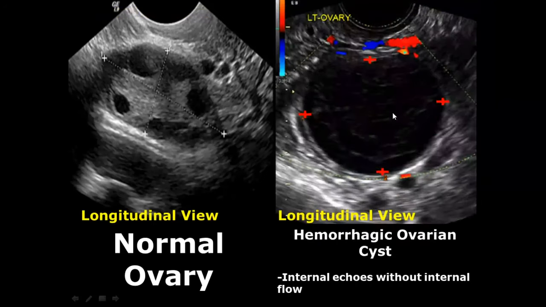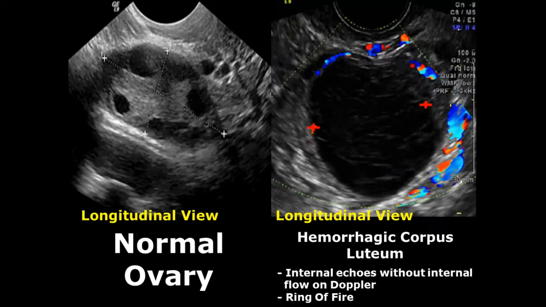A hemorrhagic ovarian cyst can occur from rupture of a corpus luteum or any other functional cyst. It has internal echoes due to blood products and absence of flow on Doppler. Hemorrhagic corpus luteum shows peripheral vascularity, that is the ring of fire, and it also has internal echoes due to blood products.